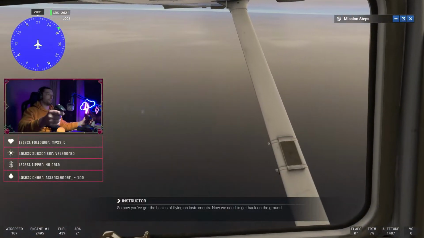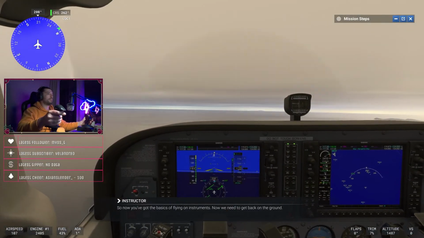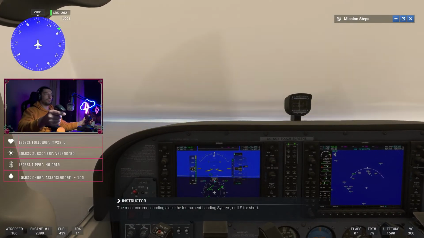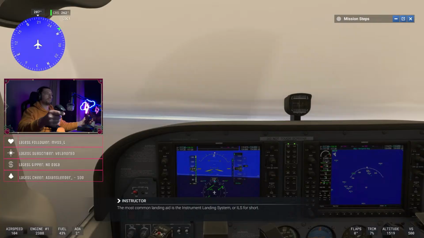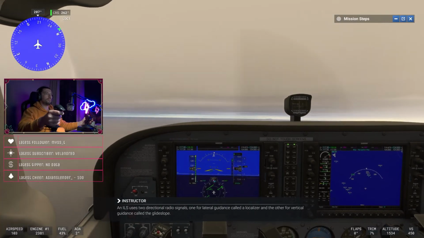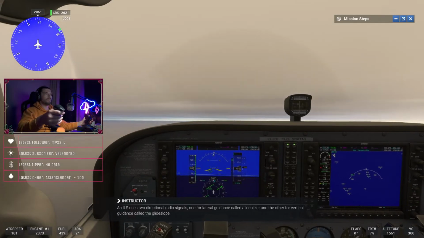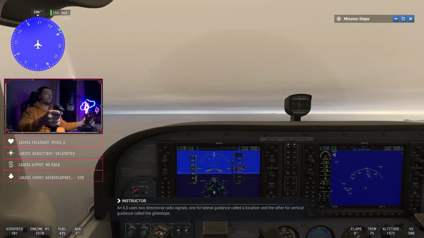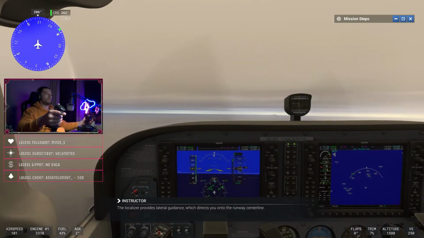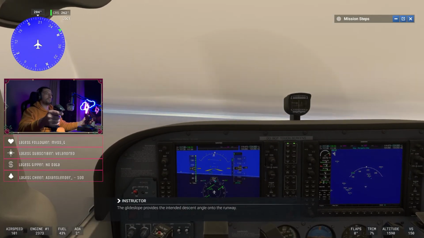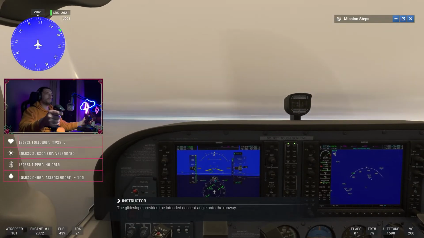So now you've got the basics of flying on instruments. Now we need to get back on the ground. The most common landing aid is the Instrument Landing System, or ILS for short. An ILS uses two directional radio signals, one for lateral guidance called a localizer and the other for vertical guidance called the glide slope. The localizer provides lateral guidance, which directs you onto the runway centerline. The glide slope provides the intended descent angle onto the runway.